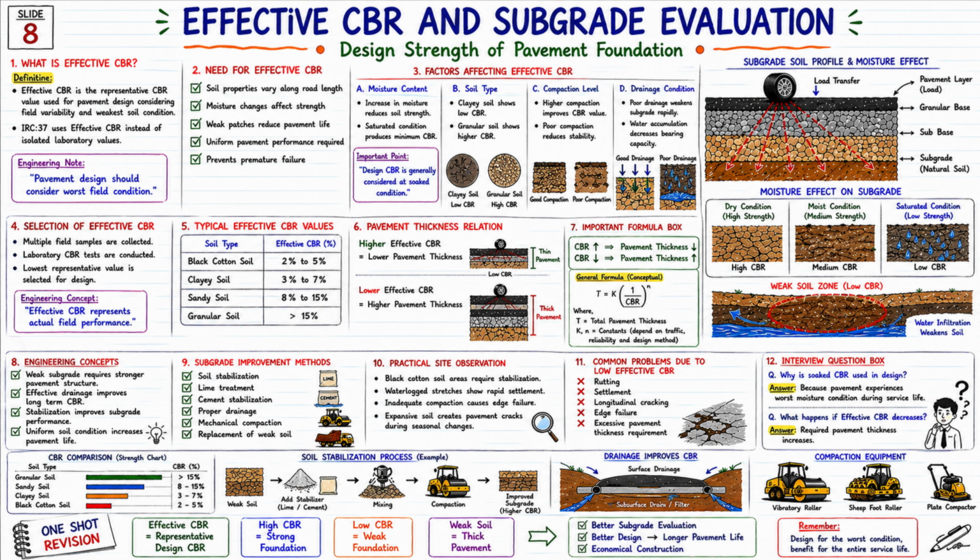Interview question box. Q. Why is soaked CBR used in design? Answer. Because pavement experiences the worst moisture condition during its service life. Q. What happens if effective CBR decreases? Answer. The required pavement thickness increases.